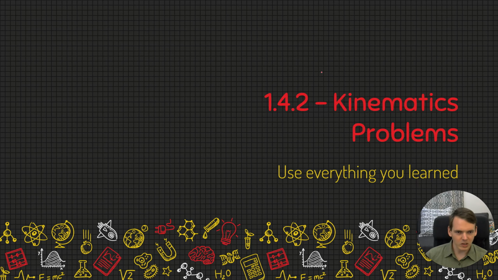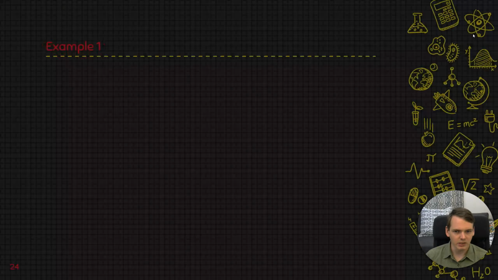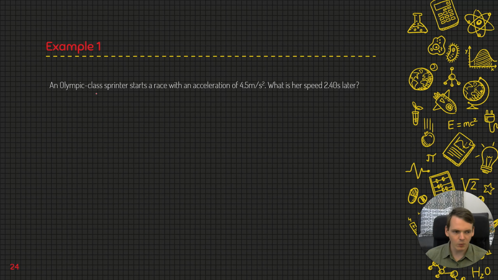All right, after a lot of setup and laying the groundwork and looking at a lot of things, we're going to actually start solving some meaty, proper physics problems. So we're going to use everything we've learned as we jump into this. Our first example reads: an Olympic class sprinter starts a race with an acceleration of 4.5 meters per second squared. What is her speed 2.4 seconds later?